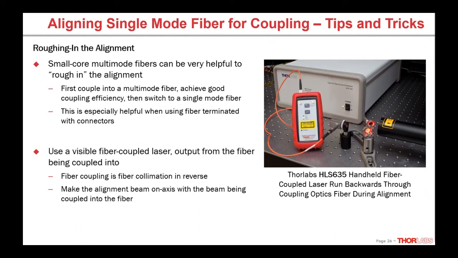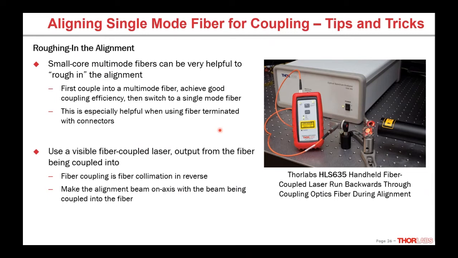The first would be we can substitute that single mode fiber for a multi-mode fiber, let's say one with a 50 or 100 micron core. It's a much bigger target, and then we can get some sort of signal, and then we can unplug the multi-mode fiber and plug in the single mode fiber. If the cladding diameters are the same, or if we have connectors, they're going to be in roughly the same spot. You can usually get some sort of signal in your single mode fiber then and start aligning from there. So that can be helpful.